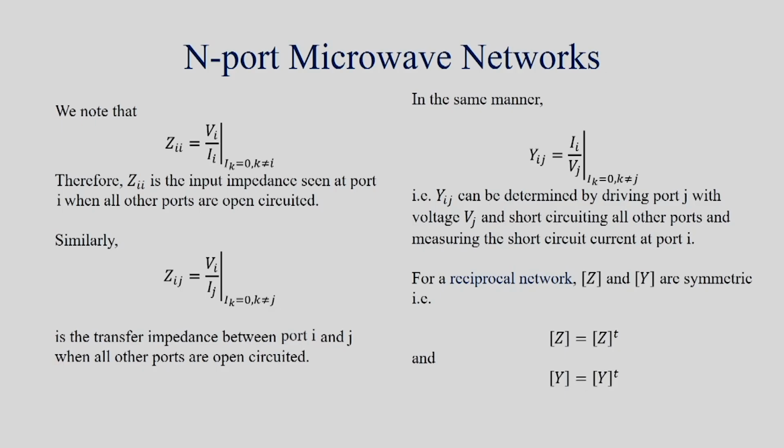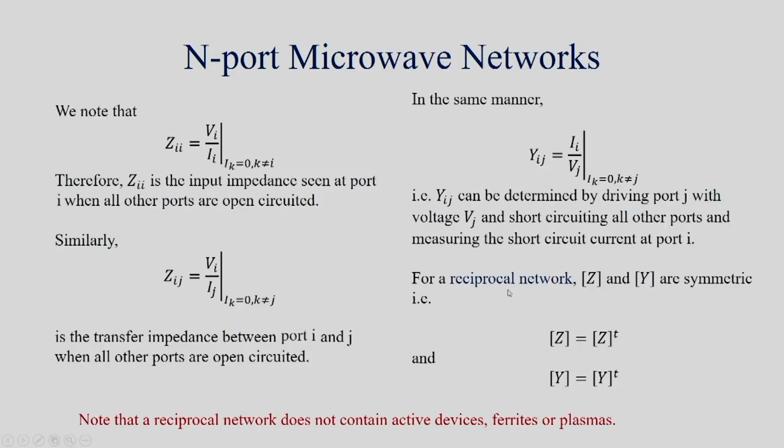By reciprocal network, we mean that it will not contain any active devices, ferrites or plasmas, and if a network contains any of these elements, it cannot be modeled as a reciprocal network. So, we have seen that for a reciprocal network, the Z and Y matrices are symmetric. Let us now consider a lossless network.